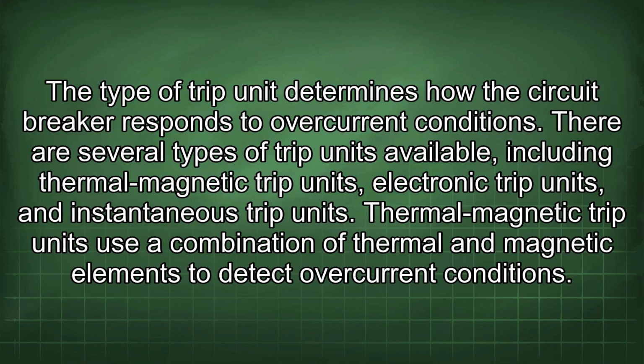The type of trip unit determines how the circuit breaker responds to overcurrent conditions. There are several types of trip units available, including thermal magnetic trip units, electronic trip units, and instantaneous trip units. Thermal magnetic trip units use a combination of thermal and magnetic elements to detect overcurrent conditions.